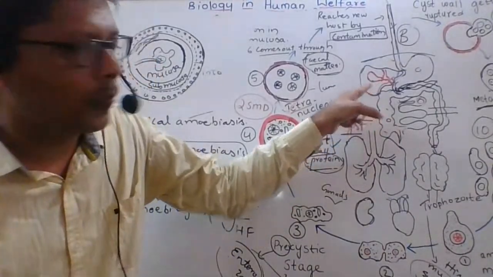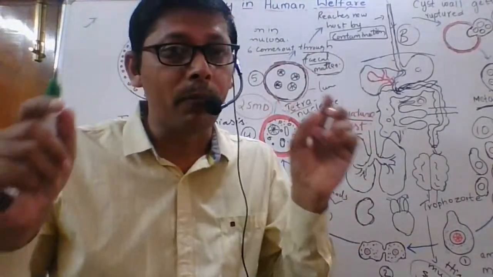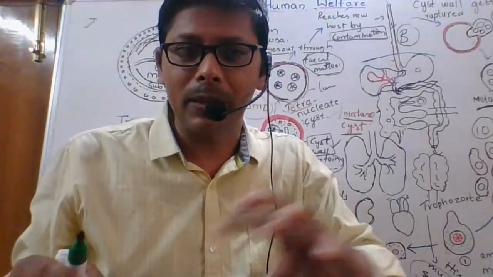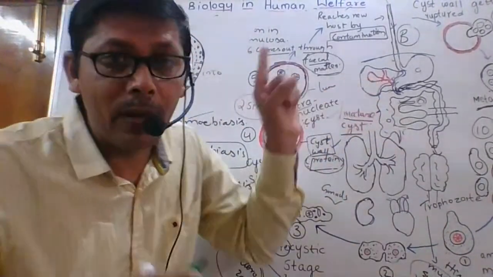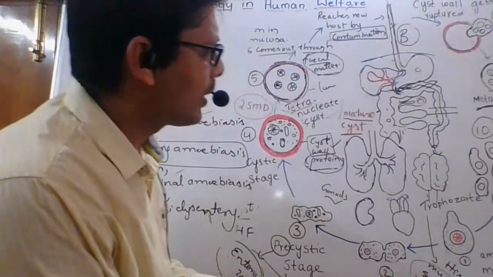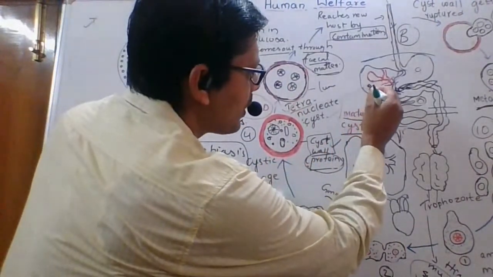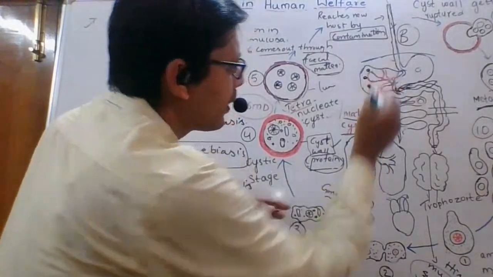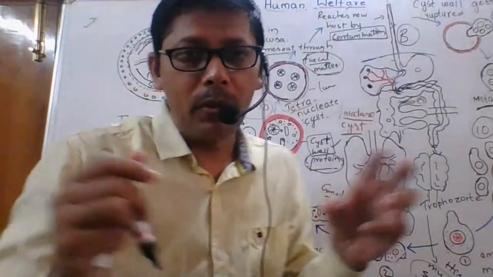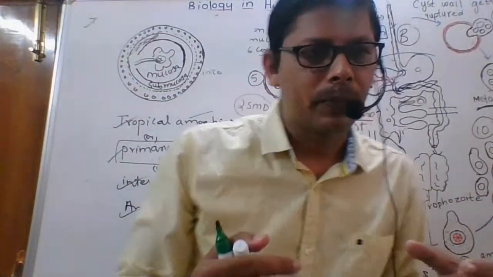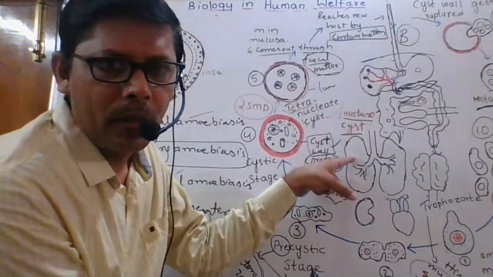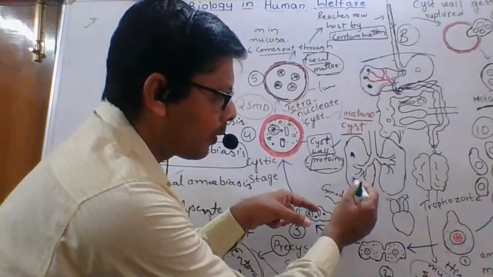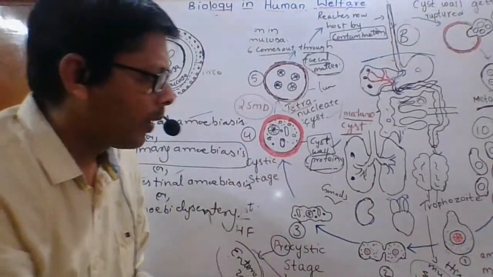Okay, now when it enters into our bloodstream, bloodstream means rakta pravaham, first it reaches our liver and it causes abscess here. In the liver also it causes abscess, that is, a sore-like part created with pus. Next, from the liver it goes to our lungs. It causes abscess in the liver, lungs.